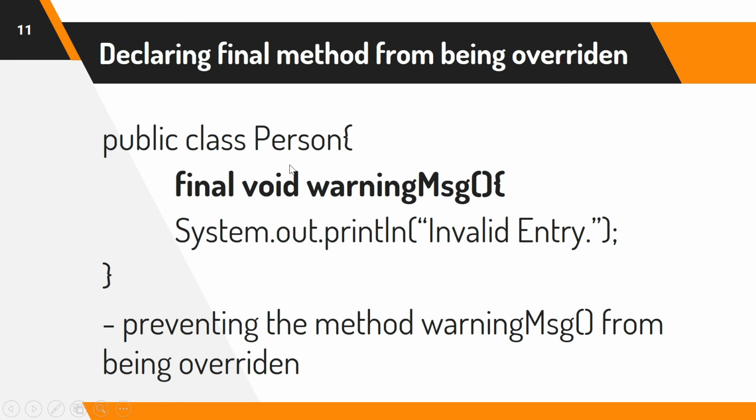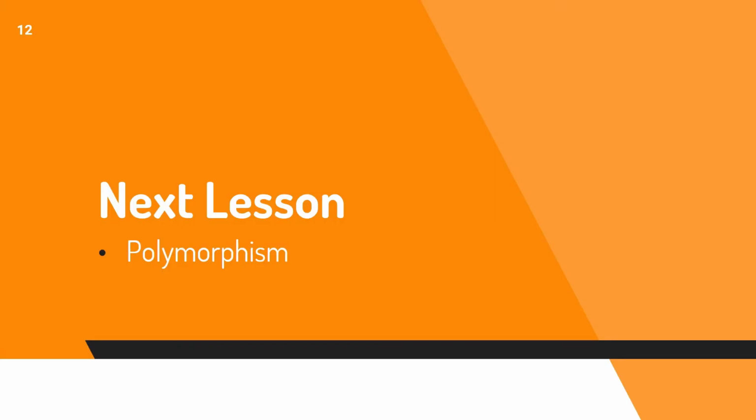Another is how to declare a final method to prevent it from being overridden. So, the method name can no longer be redeclared. The format is the final keyword, followed by the return type and the method name. It prevents the method warning message from being overridden. And that ends my video lecture on inheritance. Next lesson is polymorphism, which includes compile-time polymorphism and runtime polymorphism in Java.